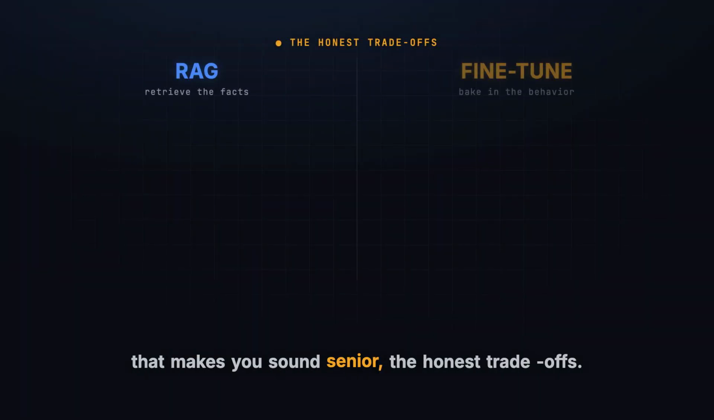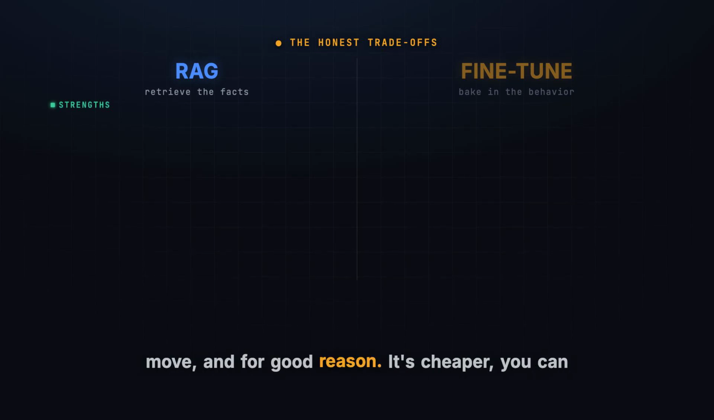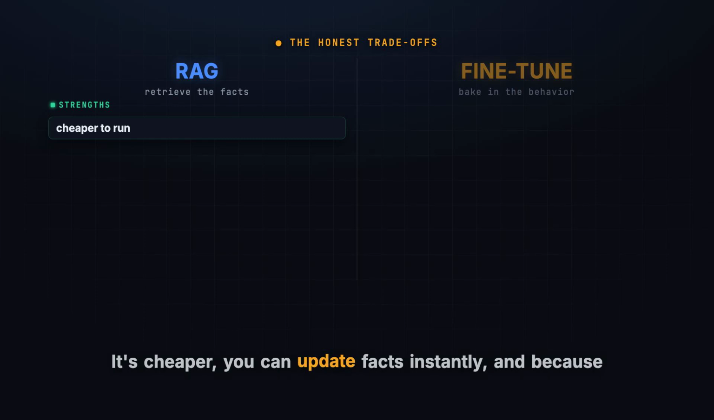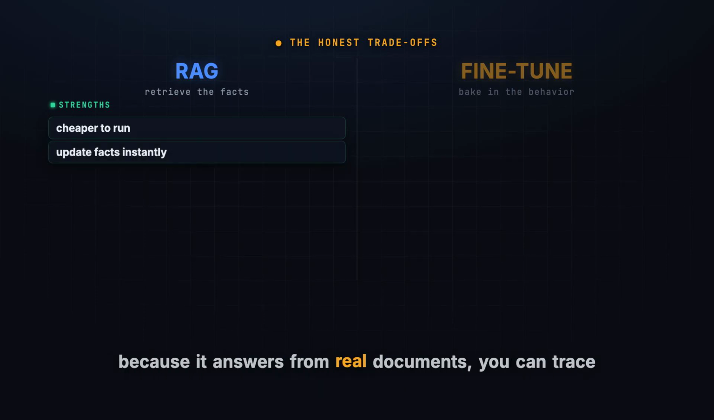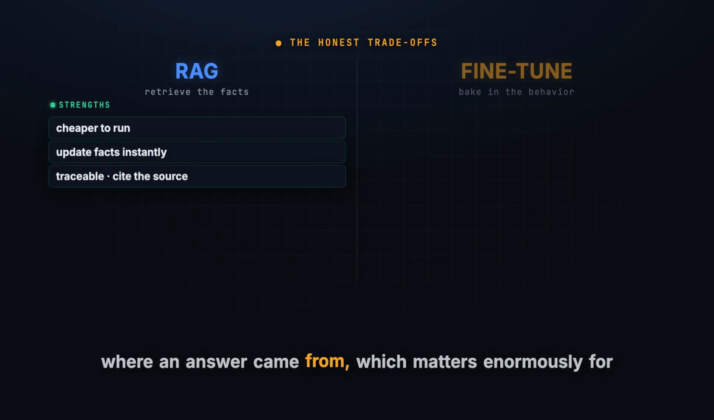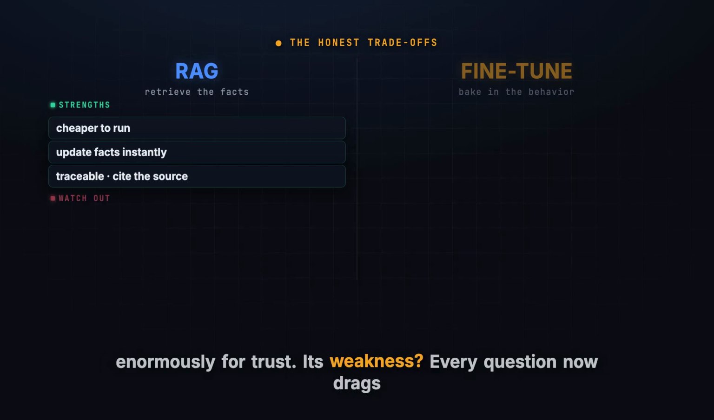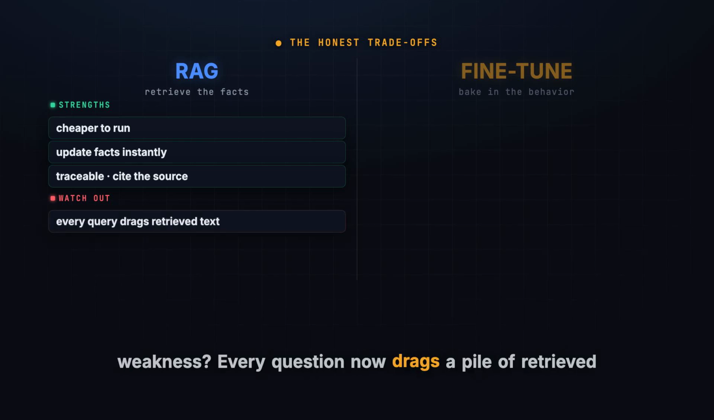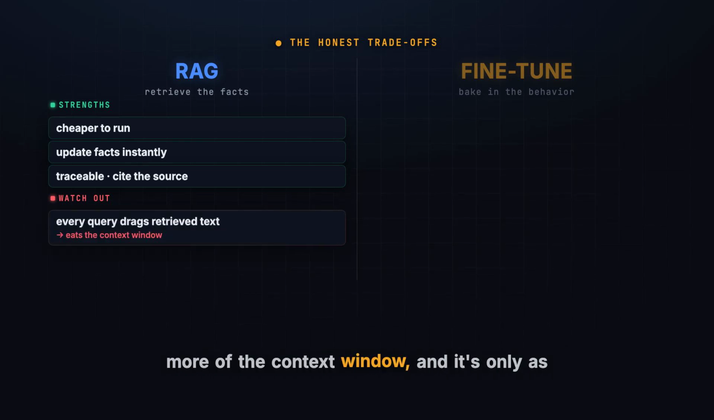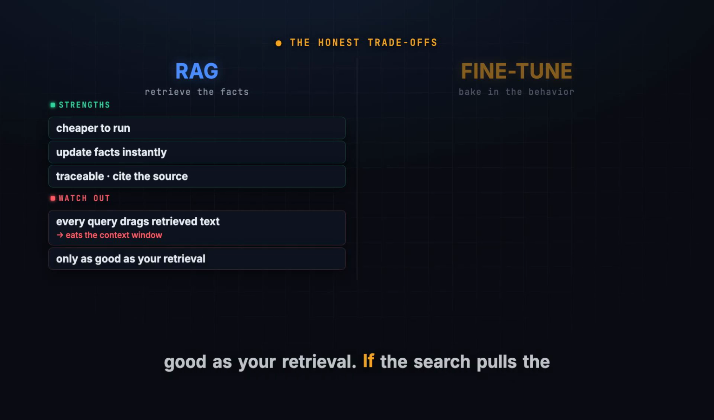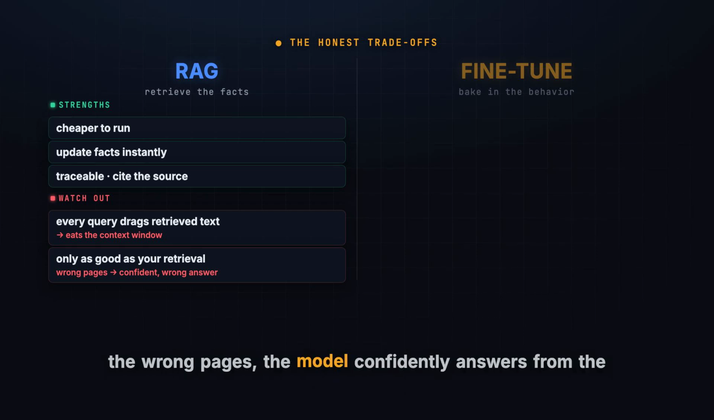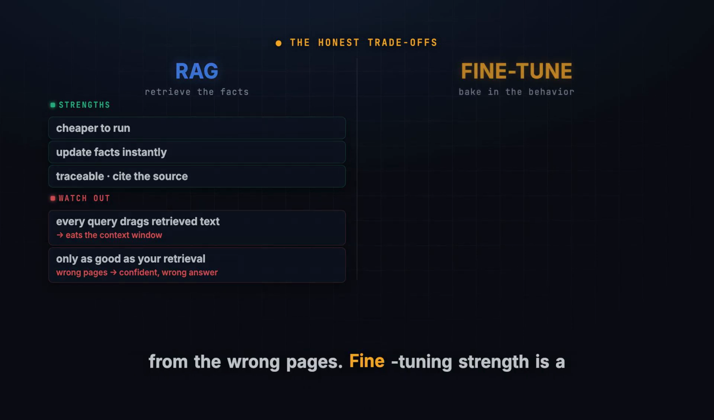Now, the part that makes you sound senior, the honest trade-offs. RAG is the usual first move, and for good reason. It's cheaper, you can update facts instantly, and because it answers from real documents, you can trace where an answer came from, which matters enormously for trust. Its weakness, every question now drags a pile of retrieved text along with it, so it uses more of the context window, and it's only as good as your retrieval. If the search pulls the wrong pages, the model confidently answers from the wrong pages.